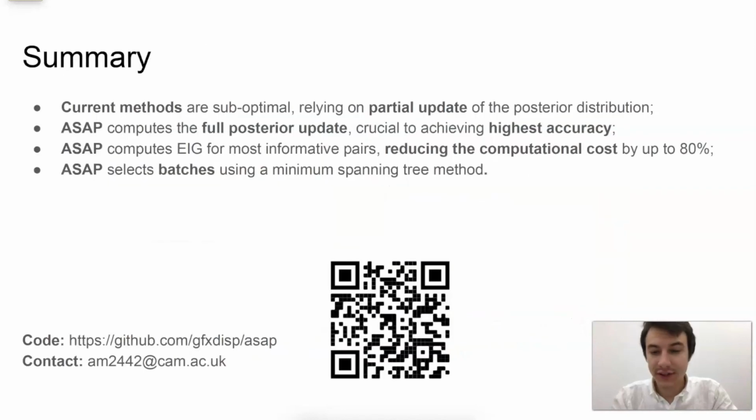Our method achieves state-of-the-art results due to the full posterior update in the computation of the score distribution. Other methods rely on partial approximate update. We make the method computationally feasible by evaluating expected information gain only for a subset of conditions, reducing the computational cost by up to 80%. We also select a batch of conditions, making the algorithm computationally feasible for crowdsourcing experiments.